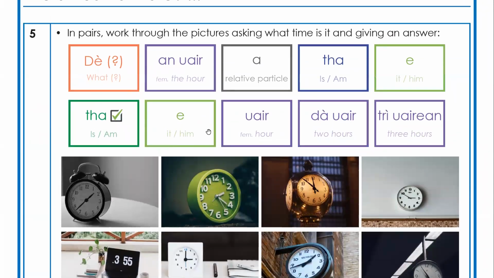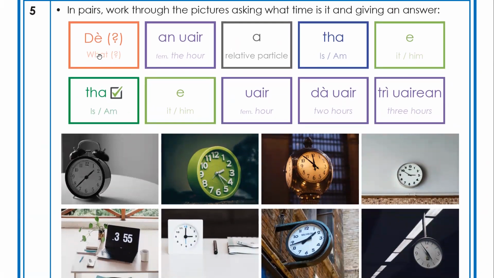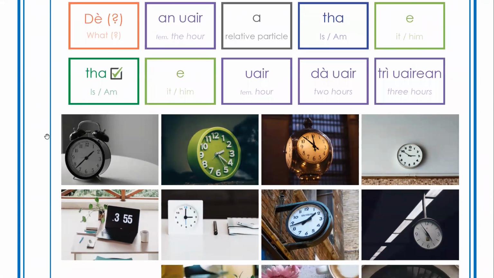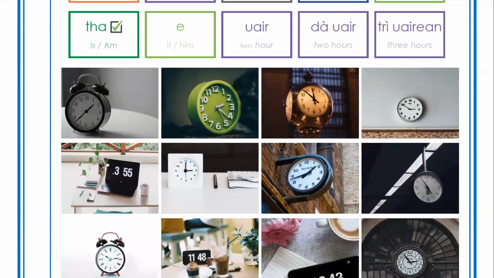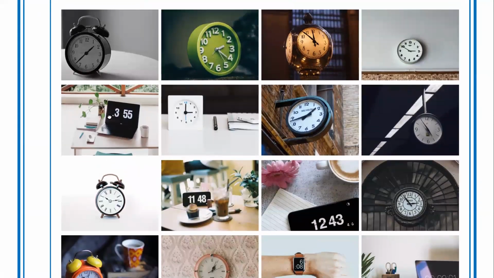So in pairs, if you're in a class or working with a partner, you can work through these pictures, asking Jane the hi and giving an answer. If you're just by yourself, then you can pause the video, ask yourself, Jane the hi, and then give your answer, ha, and whatever time it is. But I'll go through them just now and give answers.